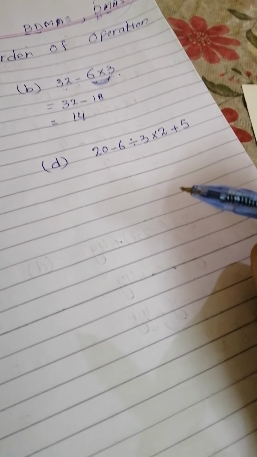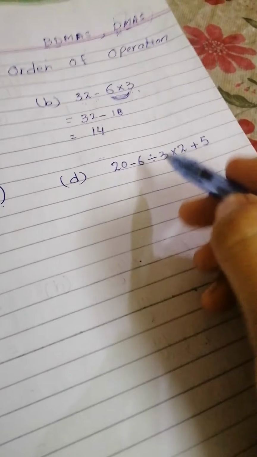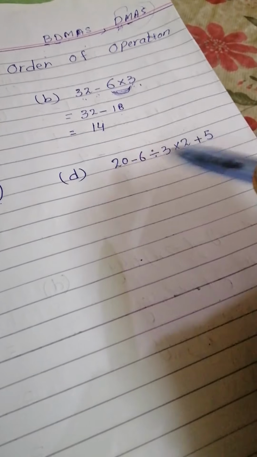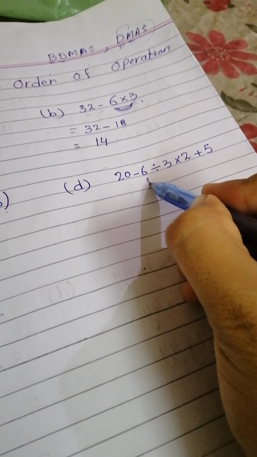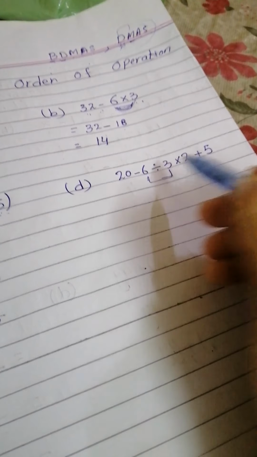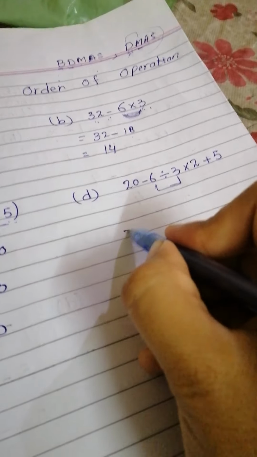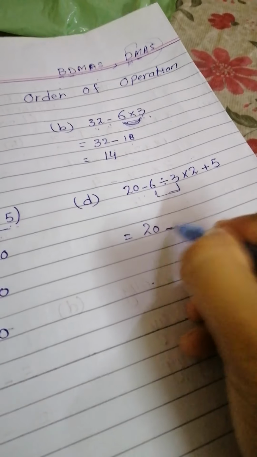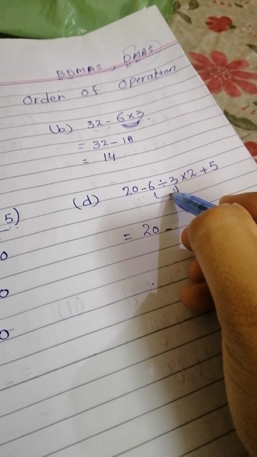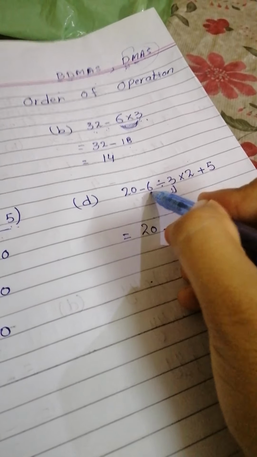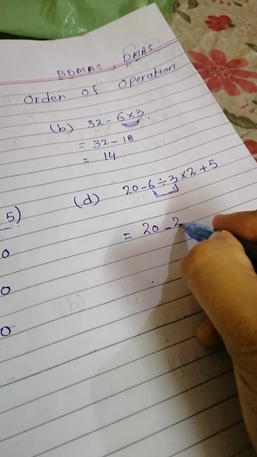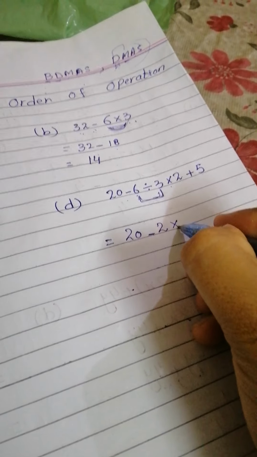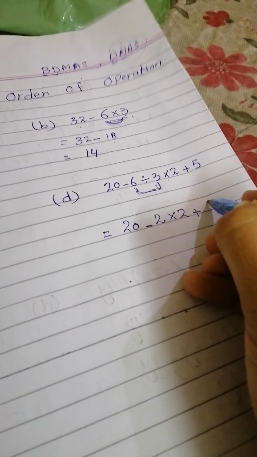Okay, in next question, part number D. BODMAS rule. Which operation will be solved first? Division, and division is here. So you will write the answer of these two terms in first step, right? And all other terms will be written as it is. 20 minus. And what is the answer of these two terms? 3 is how many times 6? 3, 2 times 6. Okay, and all other terms will be written as it is, multiplied by 2 plus 5.